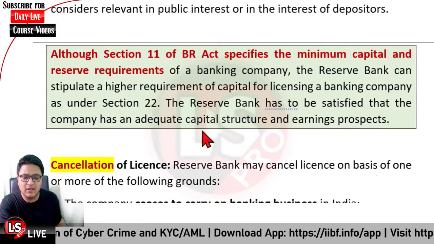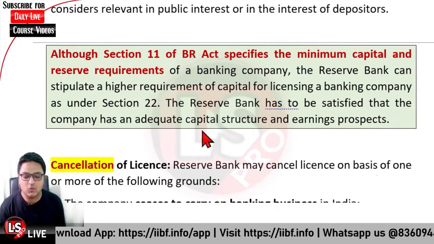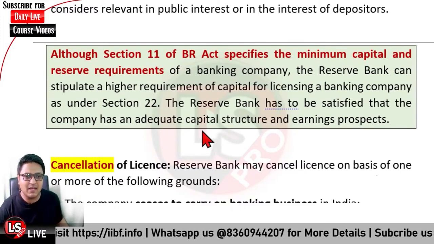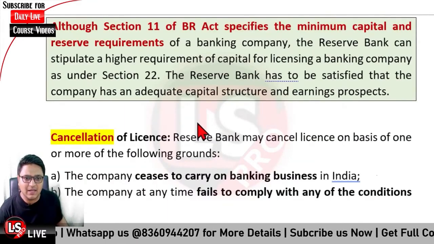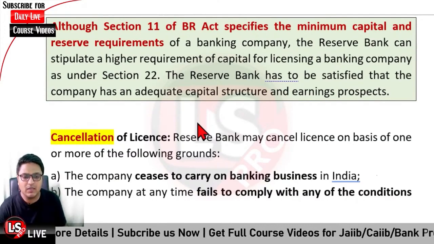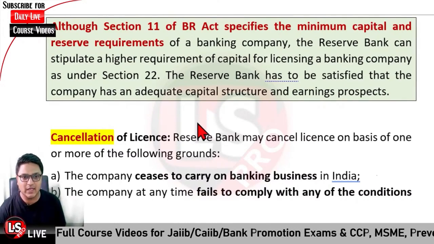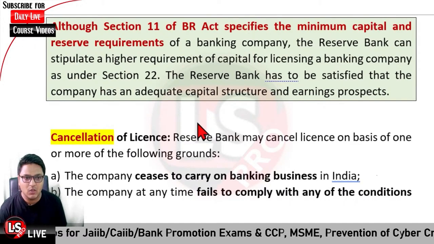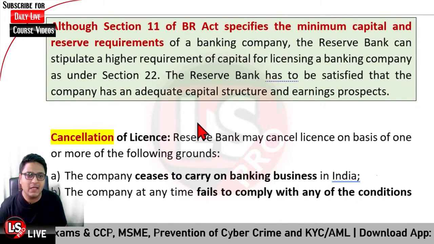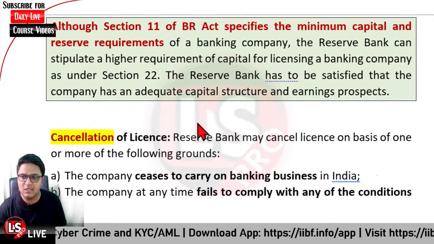Now, it could be the case that a license has already been granted to a banking company, and it could be cancelled. So it is regarding cancellation of license. RBI may cancel the license on the grounds that the banking company to whom the license has already been granted ceases to carry on banking business in India, or the banking company has from time to time failed to comply with the conditions or the terms that RBI may have already stipulated to it.